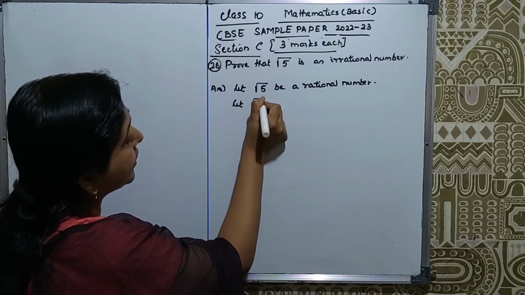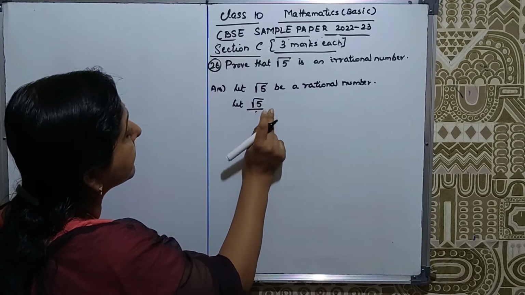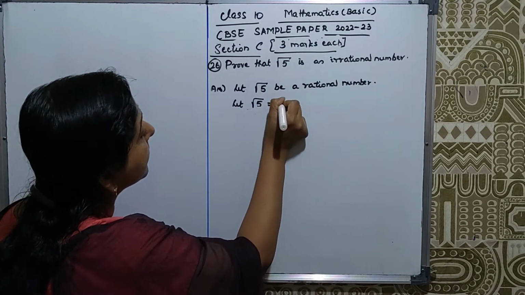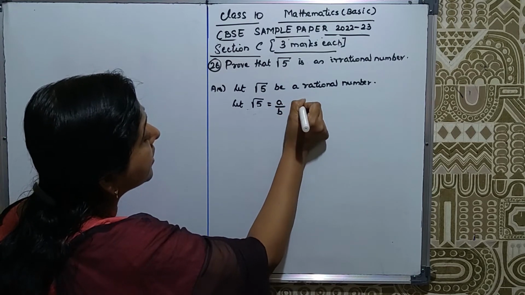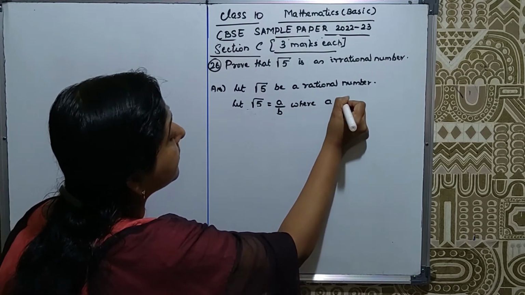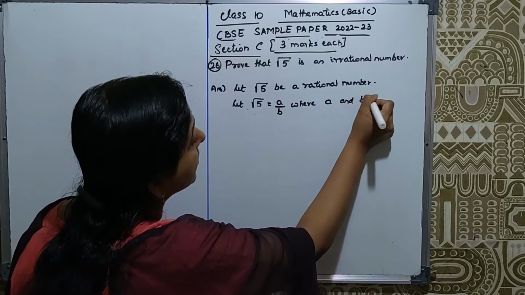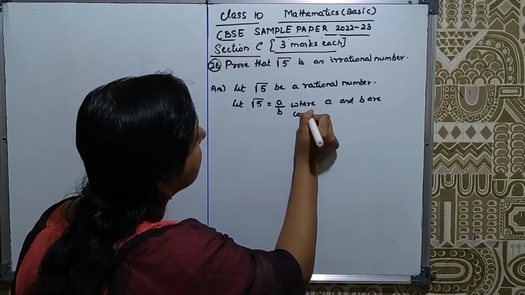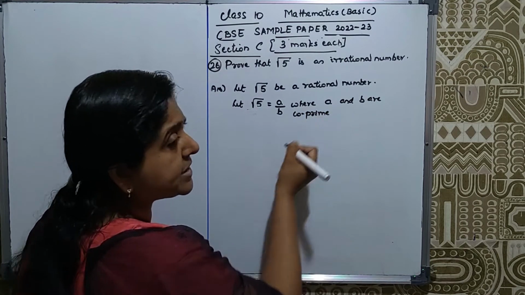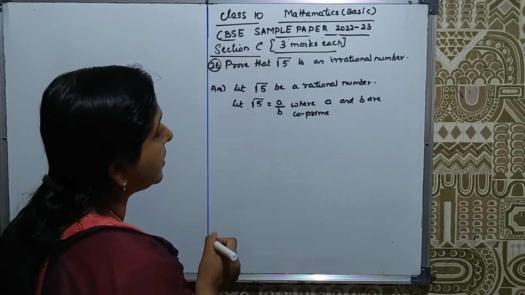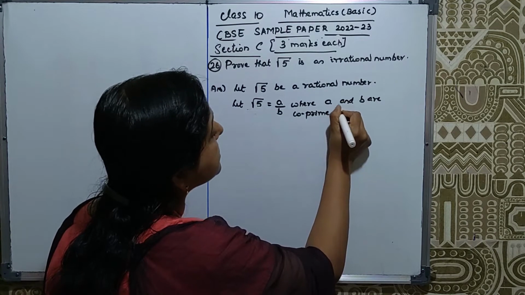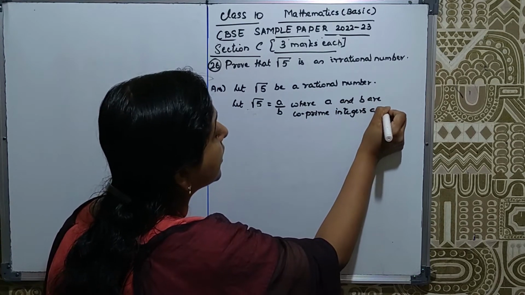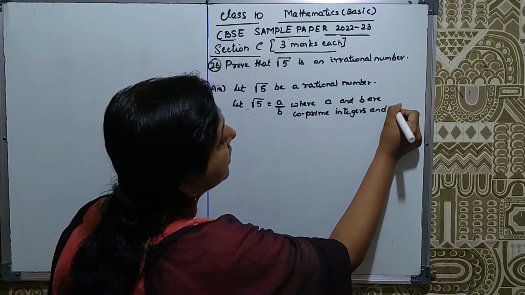Let root 5 equal to a by b, where a and b are coprime integers. Coprime integers means HCF will be 1. So where a and b are coprime integers, and denominator b not equal to 0.